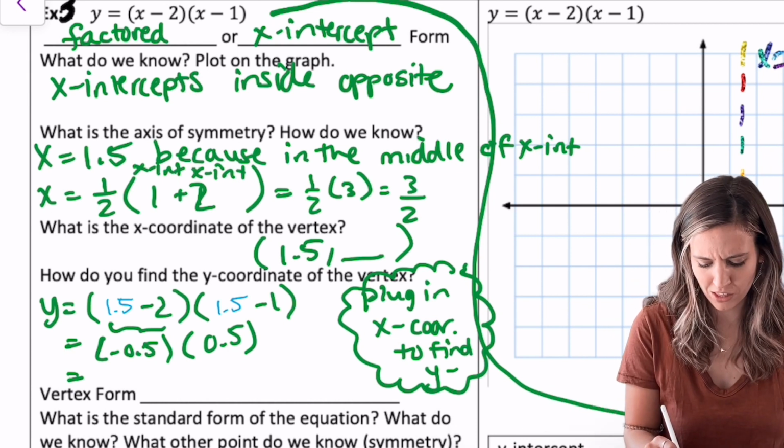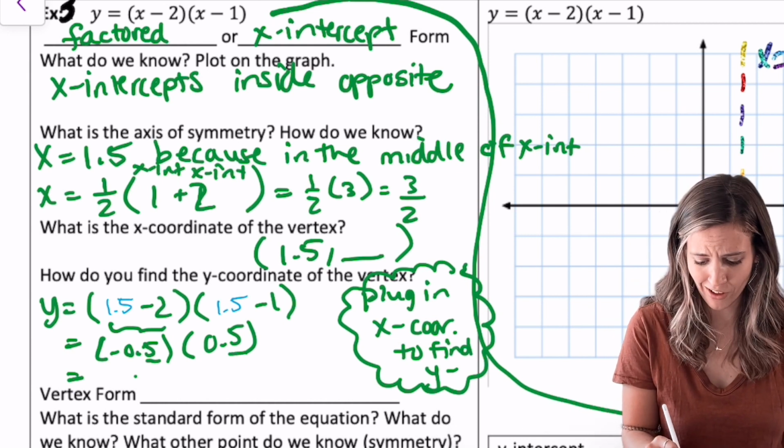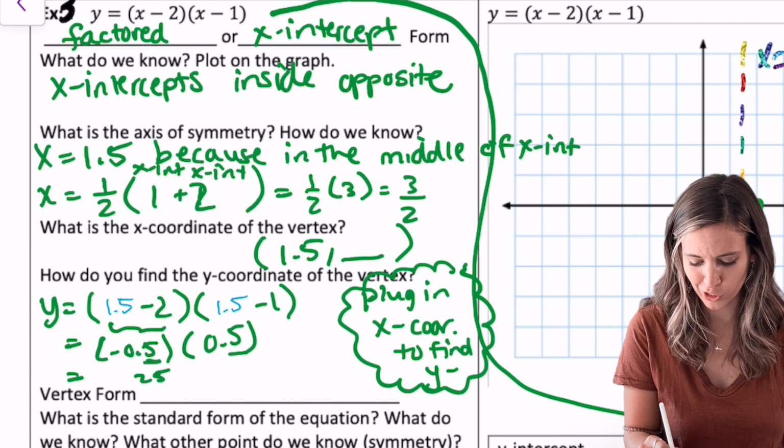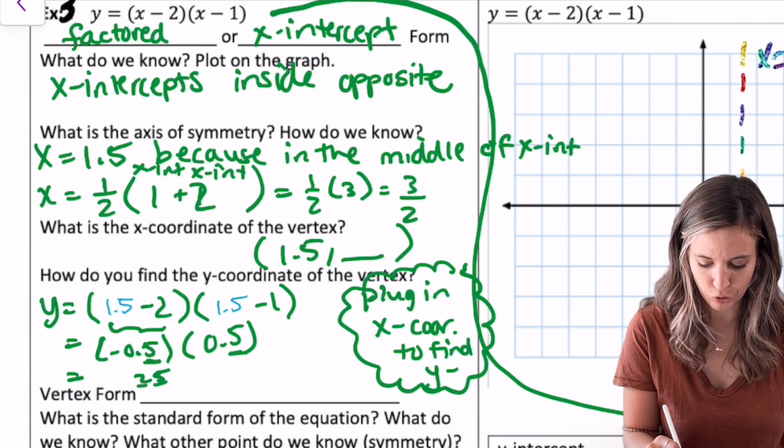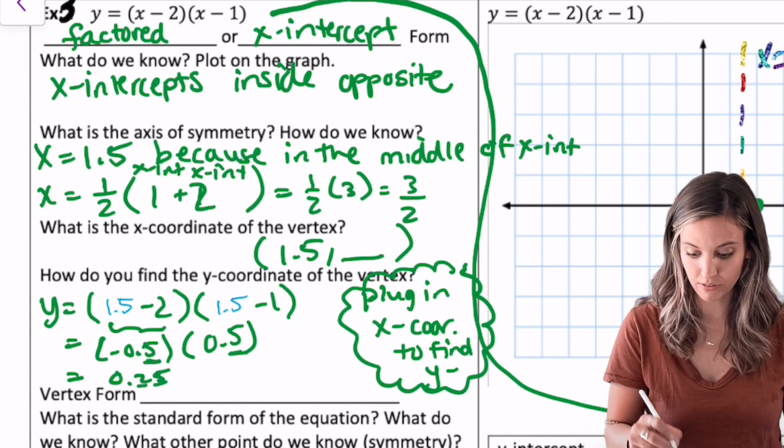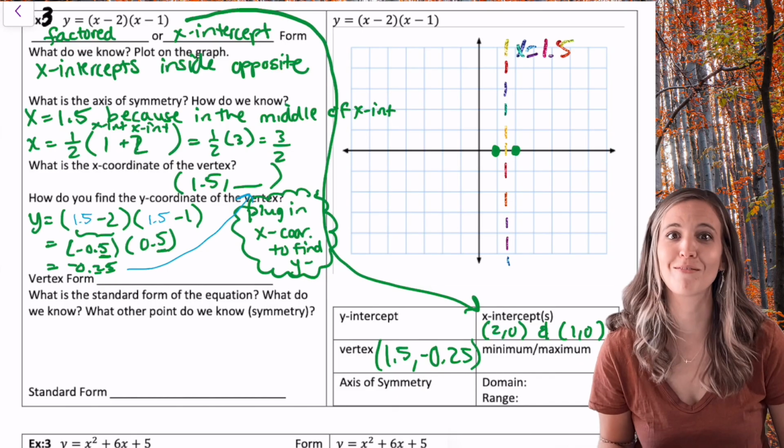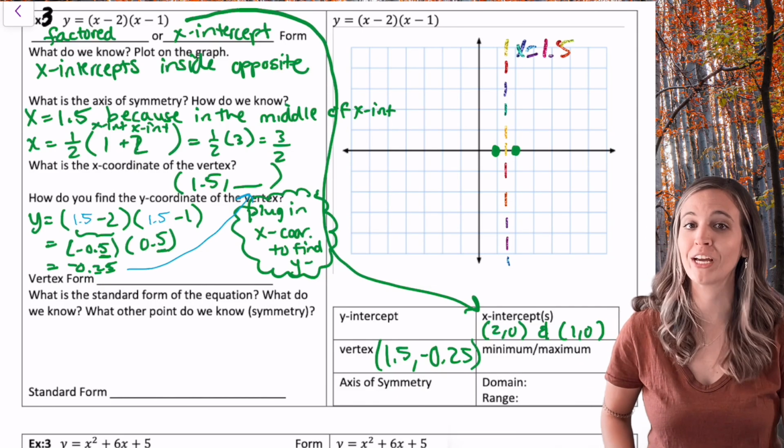Well, let's just look at the 5s. What's 5 times 5? Well, 25. How many decimal places do I have? 1, 2. So I can move my decimal place 1, 2. So there's my negative 0.25. So my vertex is (1.5, negative 0.25).